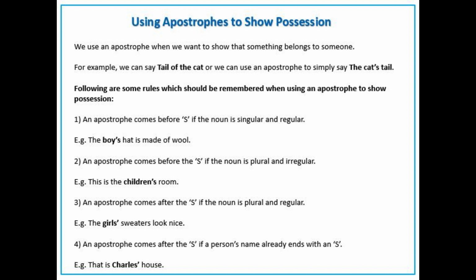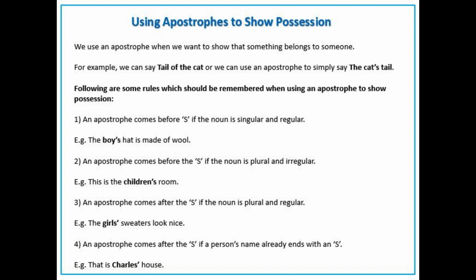In English, there are two ways of showing possession. For example, we can say the tail of the cat, or we can use an apostrophe to say the same thing and say the cat's tail. So the cat's tail with an apostrophe or tail of the cat. In both of these cases, we are showing possession or belonging. The following four rules should be remembered when we are using an apostrophe to show possession.